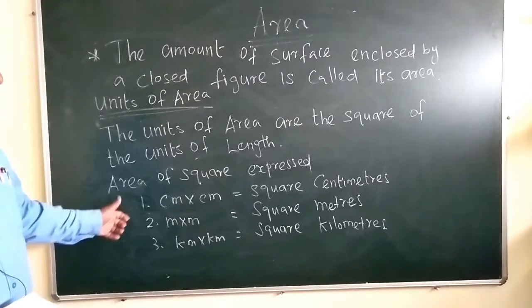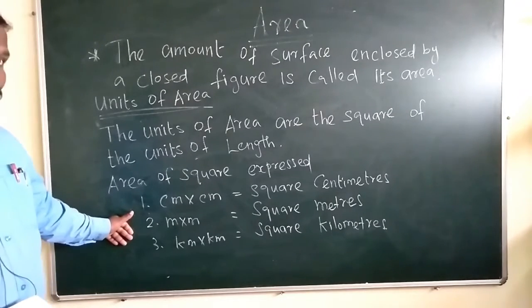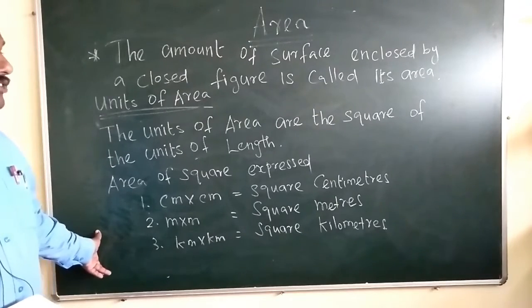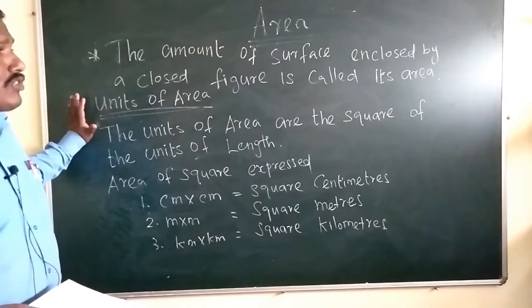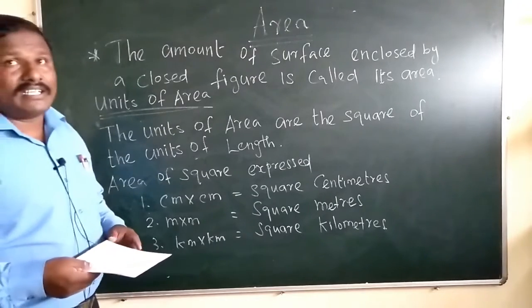Listen carefully. Centimeter means square centimeter. Meter means square meter. Kilometer means square kilometer. So area means the amount of surface enclosed by a closed figure. It's called its area.